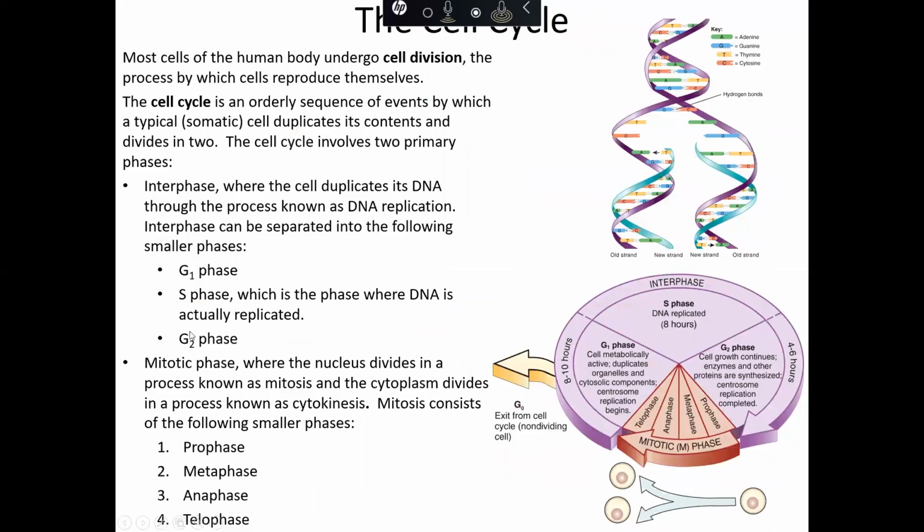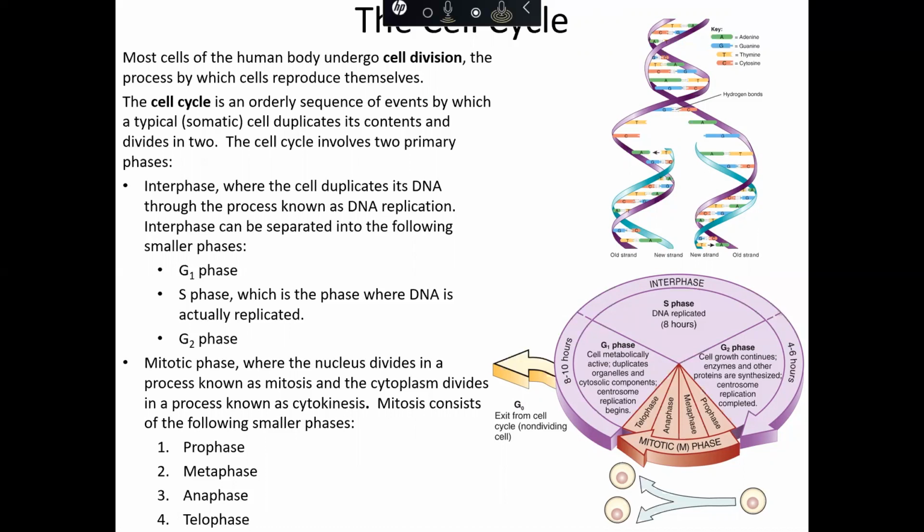Last thing I want to talk about is the cell cycle, the process in which a typical or somatic cell duplicates its contents and divides in two. In other words, performing what we call cell division, the process by which cells reproduce themselves. Not all cells undergo cell division. For example, our neurons in our brain do not, but most cells in our body do, to replace worn out ones, dead ones, repair things, or to even just allow growth.